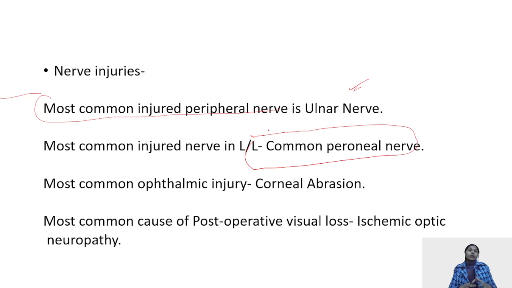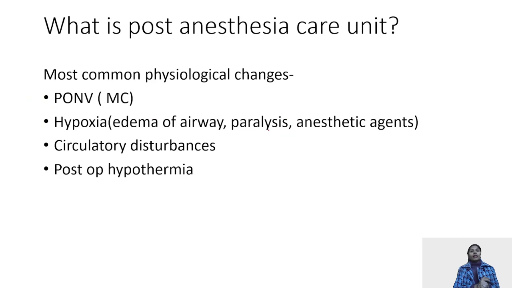The most common injured peripheral nerve is ulnar nerve. The most common injured nerve in lower limb is common peroneal nerve. The most common ophthalmic injury is corneal abrasion, and the most common cause of post-operative visual loss is ischemic optic neuropathies. Then we come to one thing: what is the post-anesthesia care unit? It is the unit to which the patient is transferred after the operation has been done.